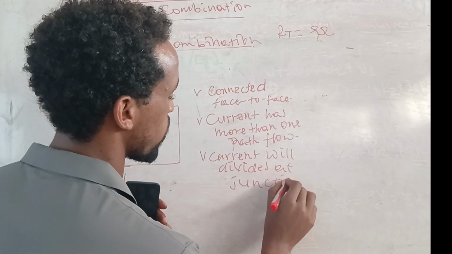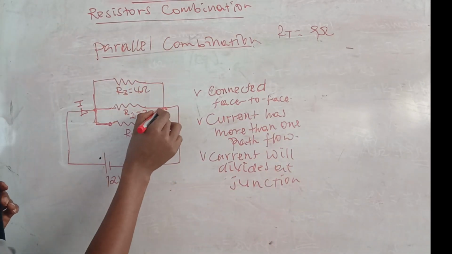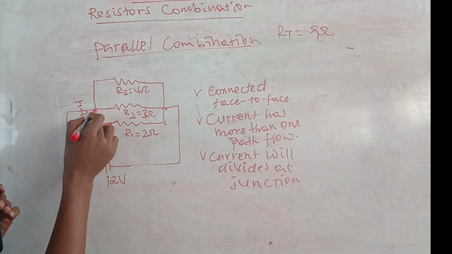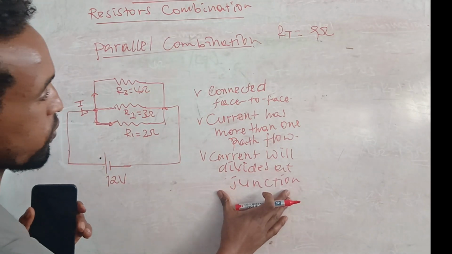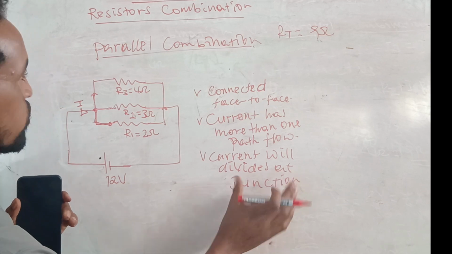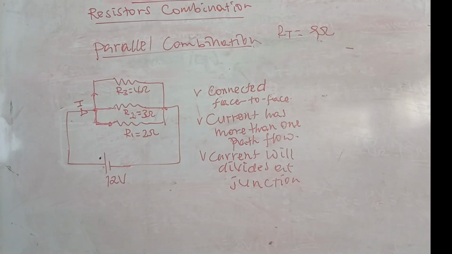A junction is a point where two or more branches meet. What happens to the current at a junction? It divides into three places. This is a property of the electric resistors combination. Now what do you know from this one?